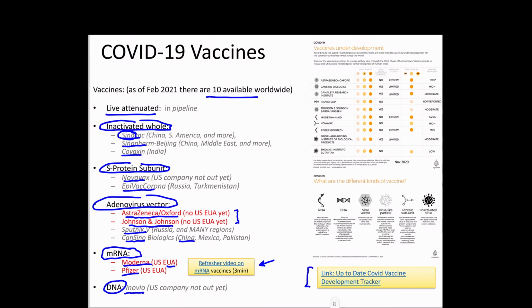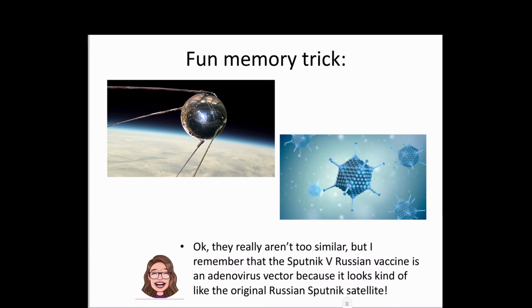This is too old even for me to remember, but the first satellite that was ever created was a Russian satellite called Sputnik. So when they came out with the Sputnik 5 vaccine, they named it that to kind of remind the world that they'd had the first satellite as well. And the way that I remember the Sputnik is both the Russian vaccine and an adenovirus vaccine is that Sputnik satellite looks a little bit like the adenovirus vector.